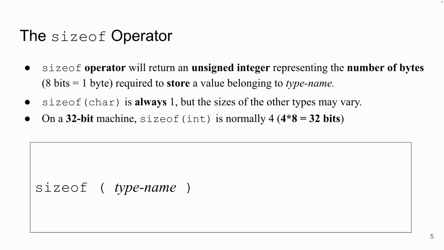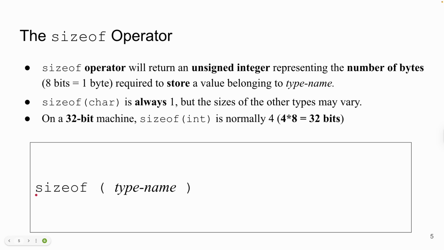And the meaning of this unsigned integer returned by the sizeof operator represents the number of bytes required to store a value belonging to the type name. The type name is the name of the type we put inside the parentheses of the sizeof operator, and here is the general form of the sizeof operator.